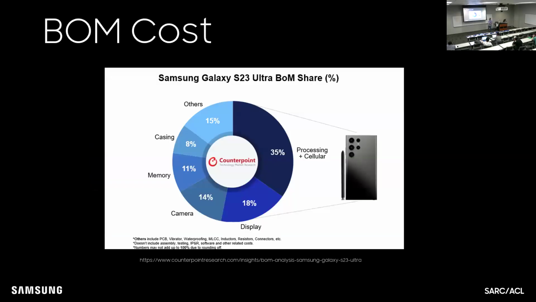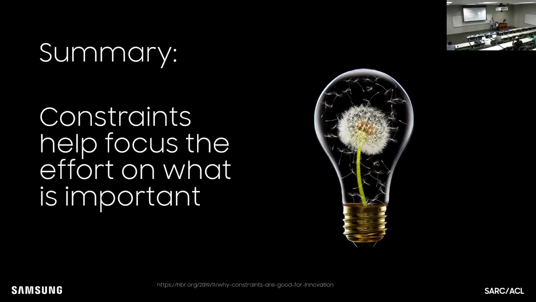This is a couple years old, but the processing and cellular is 35% of the cost. The display is 20% of the cost, camera 15%, so forth and so on. And a phone, something like $1,000, maybe $1,200. And so divide by 2 and add the fraction. So the summary of this case study is constraints help focus the effort on what's important.